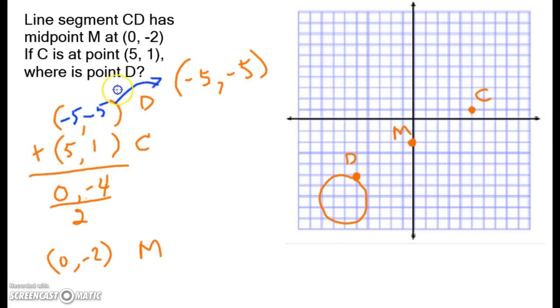And you can see that I got the same answer either way. If you prefer to look at things graphically, you might do it this way. If you prefer to think of things algebraically, it might be easier for you to do it this way.